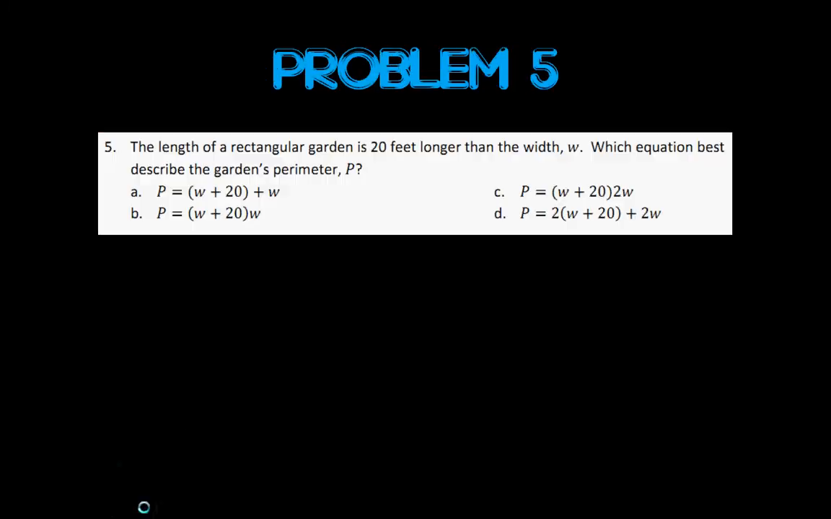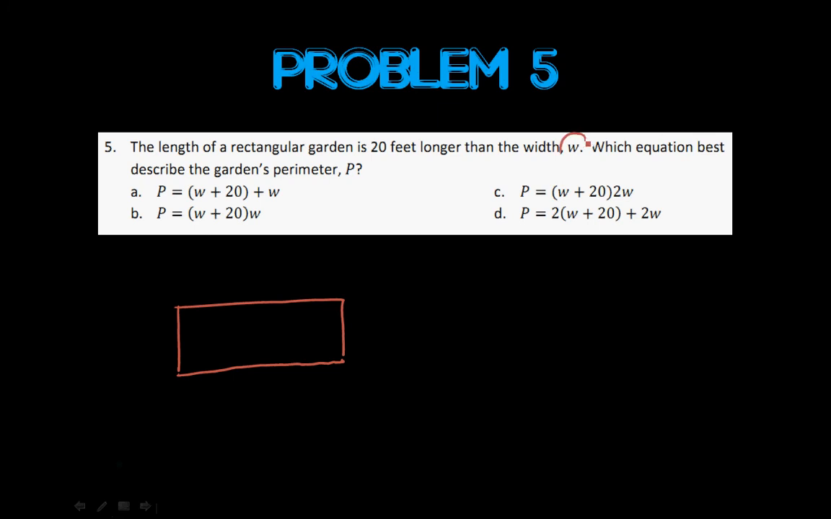Alright, so let's go to 5 first. The length of a rectangular garden is 20 feet longer than the width. Which equation best describes the garden's perimeter P? So the first thing you want to do is draw a picture. We've got a rectangular garden, and it says the length is 20 feet longer than the width.